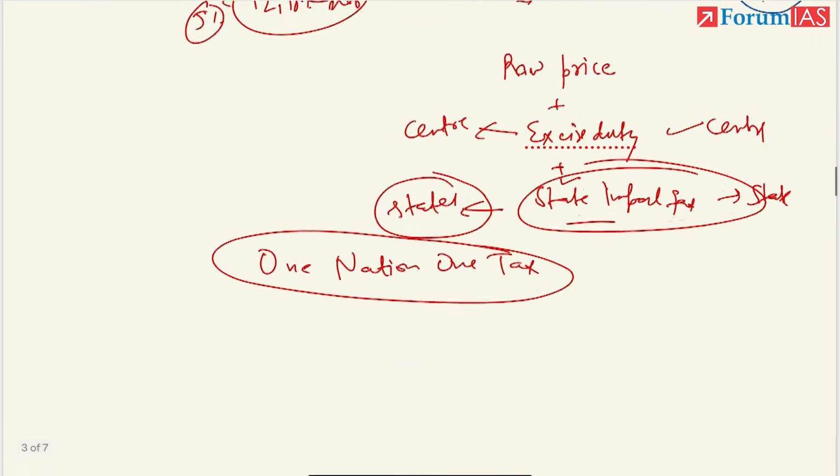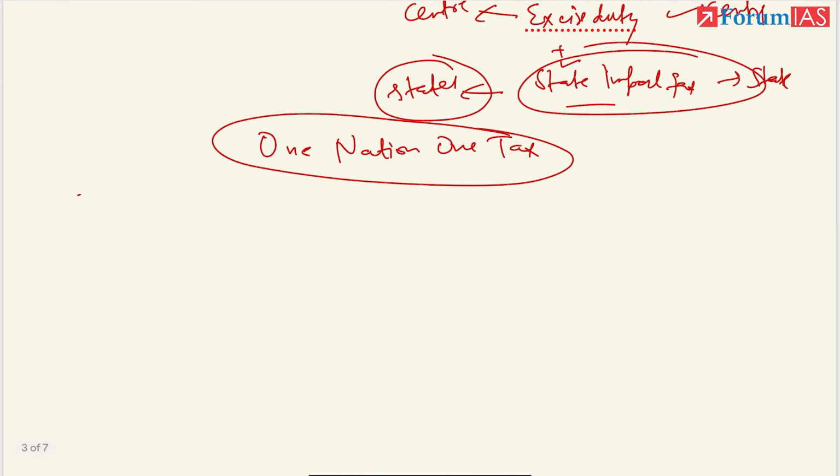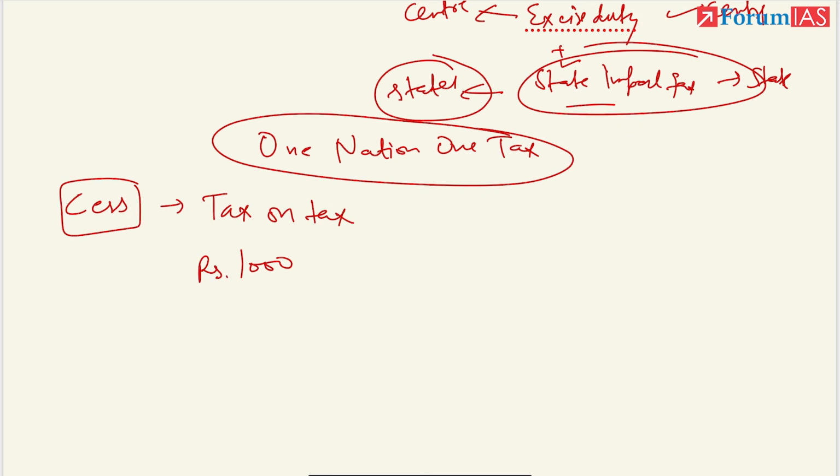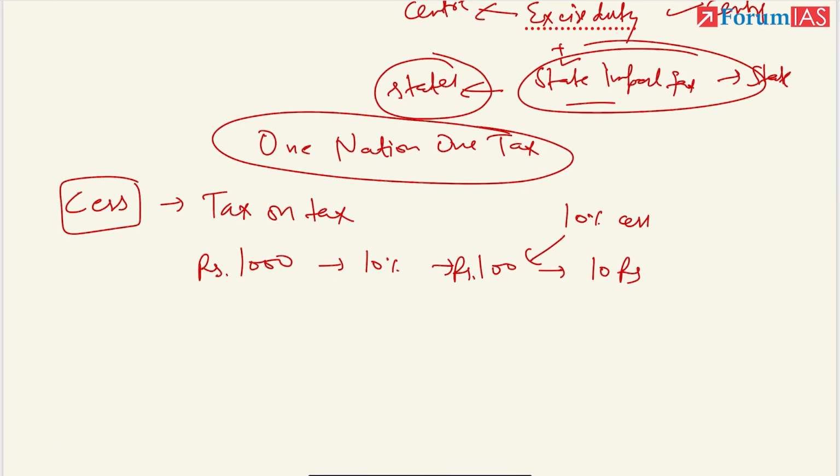Third is compensation cess. First of all, what is cess? Cess is a tax on tax. For example, if I am purchasing a good of rupees 1,000, tax on this is 10%, which is 100 rupees. Okay, if I impose a 10% cess on this, meaning 10% on 100 rupees, not 1000, which will be 10 rupees. So the total tax will be 110.